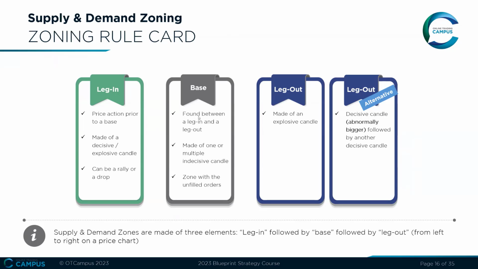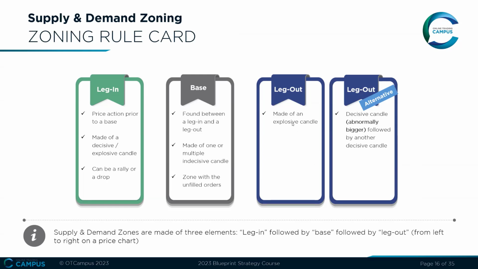A base is where it starts to matter. We want to find a balanced state of price. So this is found between the leg in and the leg out. And it should consist of one or multiple indecisive candles. And the base that consists of our indecisive candles, that will be the zone where we're likely to find the unfilled orders.